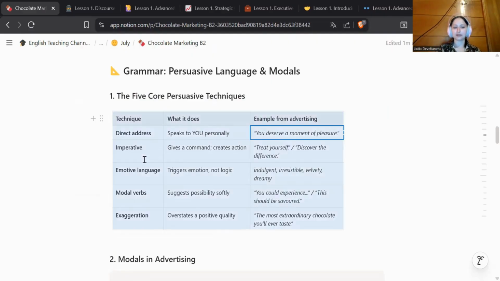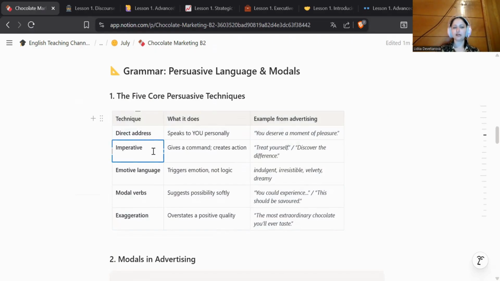Then it's imperative. You may know imperative as a grammatical structure in English. It's basically when we want to give a command, to tell someone to do something, or the opposite, not to do something. And it can be like treat yourself, discover the difference, especially discover the difference. We can use it, for example, when we are saying you are tired of all of these not fancy, horrible tasting teas. Discover the difference, try our tea, yeah.